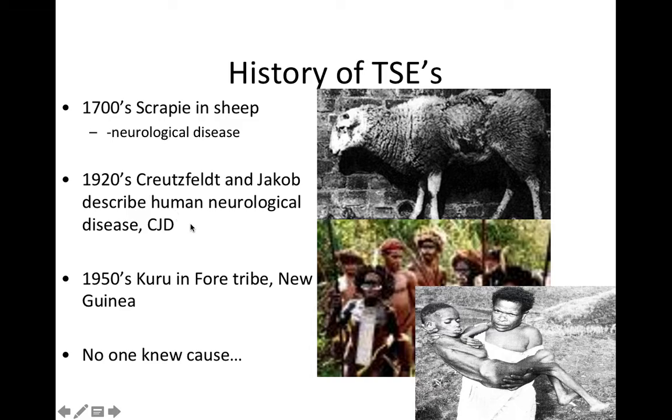Didn't know the cause, right? Didn't know the cause of scrapie. Didn't know the cause of what became known as Creutzfeldt-Jacob disease, CJD, right? And in the 1950s, we're going to jump to Papua New Guinea, where a horrible disease of the Fore people was discovered called kuru, for laughing or trembling, right? And nobody knew the cause of that either. And we'll see that the link is all three of these diseases were caused by prions.